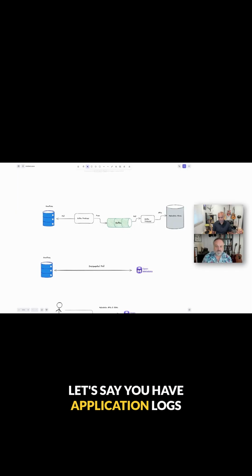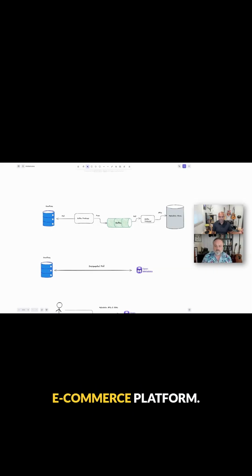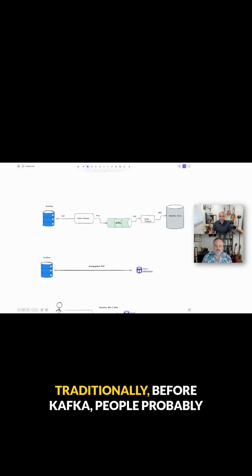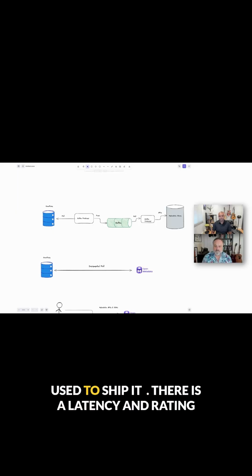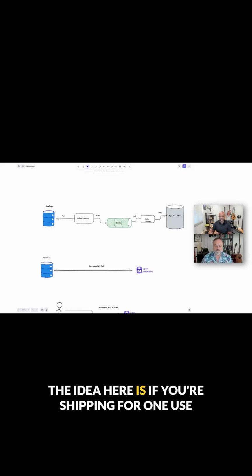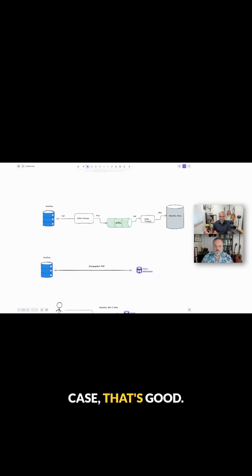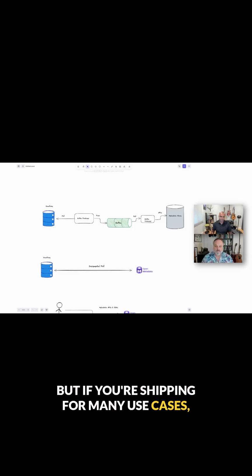Let's say you have application logs that are being pushed from your online e-commerce platform into Kafka. Traditionally, before Kafka, people probably used to ship it to S3, and again, there are latencies and S3 rate limits and everything else. The idea here is if you're shipping for one use case, any mechanism is good enough. But if you're shipping for many use cases, maybe there's a platform team who wants to understand how many clicks are happening on a particular product.